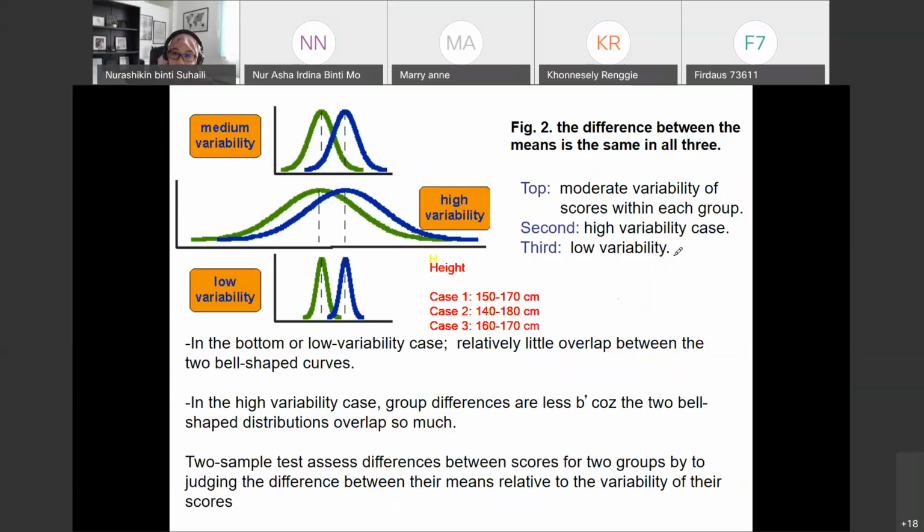Okay, let's say this one is the scale. Start from 140. 140 is here, 150, 160, 170, 180.